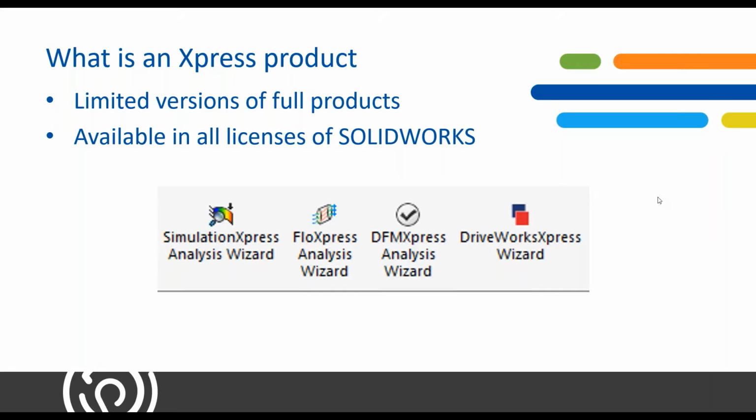So first thing I want to talk about is what is an Xpress product, because there are several other ones out there besides simulation. An Xpress product is going to be a limited version of some other product that we have in our SOLIDWORKS tool belt. For example, with simulation specifically, we have full versions of simulation that range from some fairly basic stuff to some extremely complex analysis that we have available to us. For Simulation Express, we do have some limitations in that maybe we can only do, say, parts, a smaller number of forces, things like that, which we'll talk about in a few minutes.